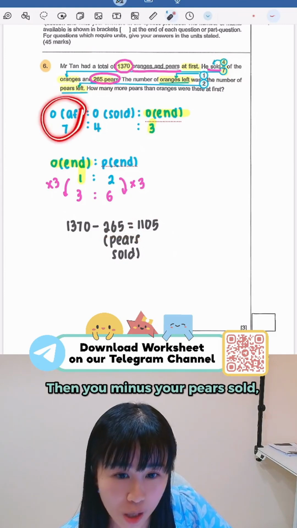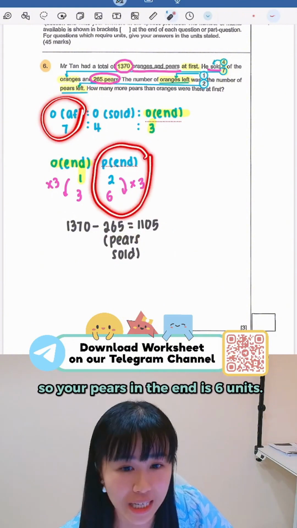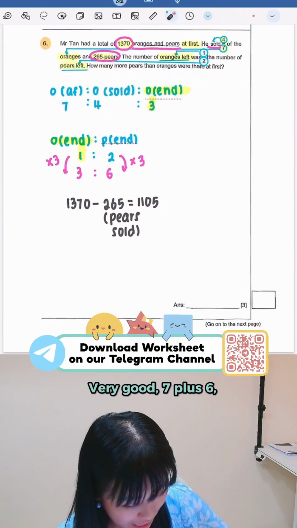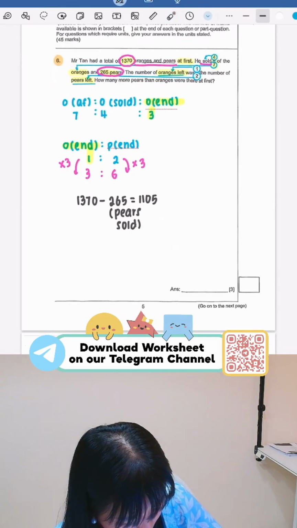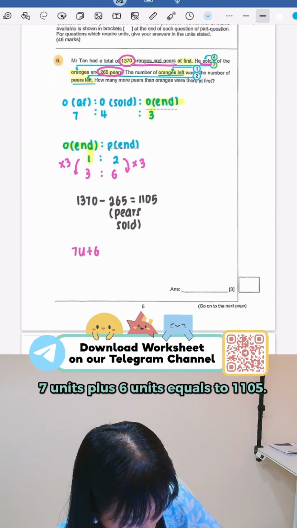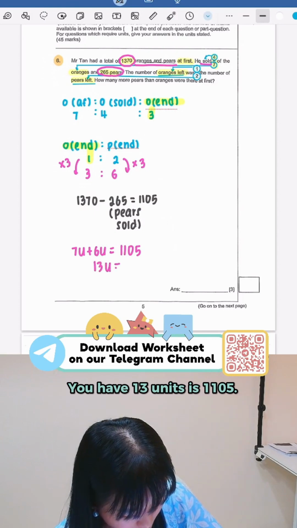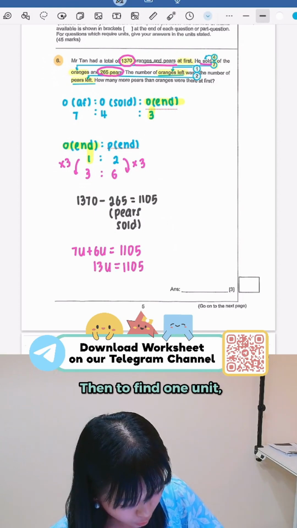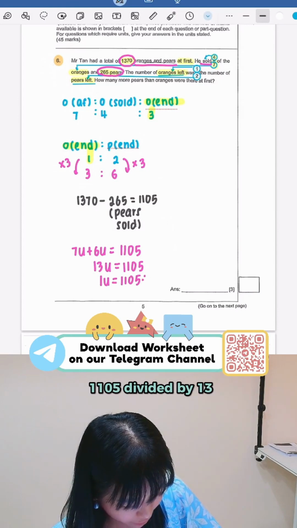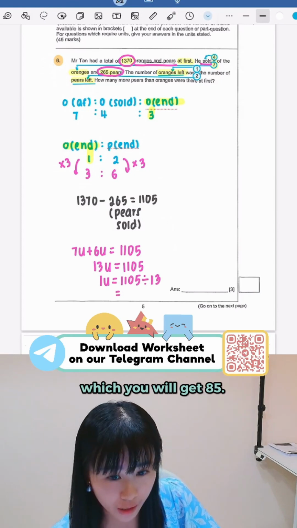And then you minus your pears sold, so your pears in the end is 6 units. Very good, 7 plus 6, everybody understanding well? 7 units plus 6 units equals 1105. You will have 13 units is 1105. Then to find 1 unit, 1105 divided by 13, you will get 85.